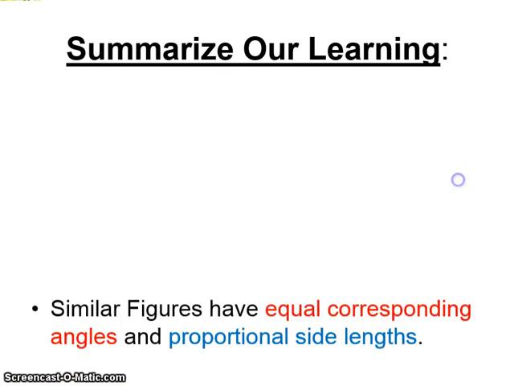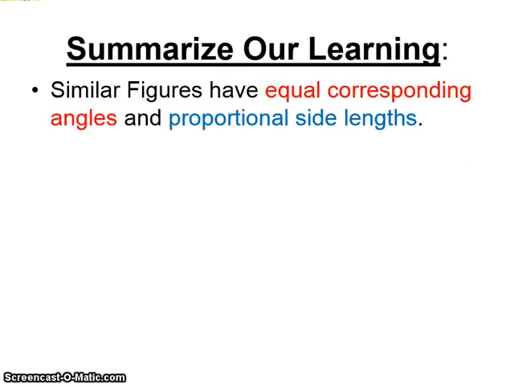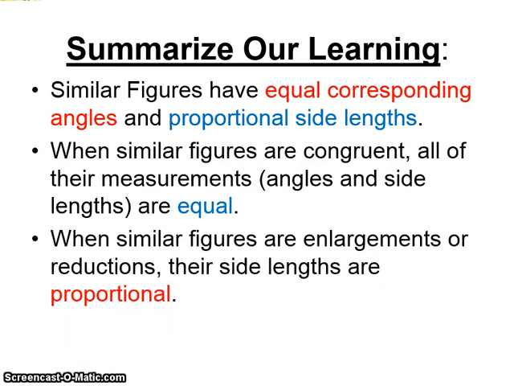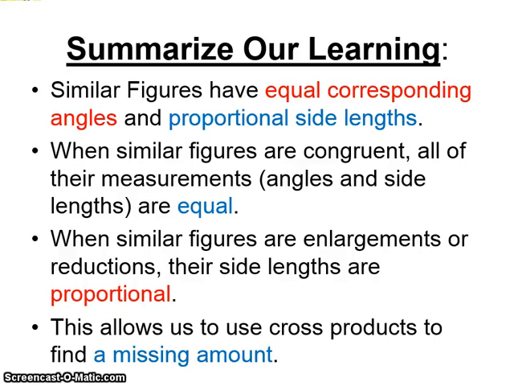To summarize our learning, similar figures have equal corresponding angles and proportional side lengths. When similar figures are congruent, all of their measurements, angles, and side lengths are equal. When similar figures are enlargements or reductions, their side lengths are proportional. This allows us to use cross products to find a missing amount.